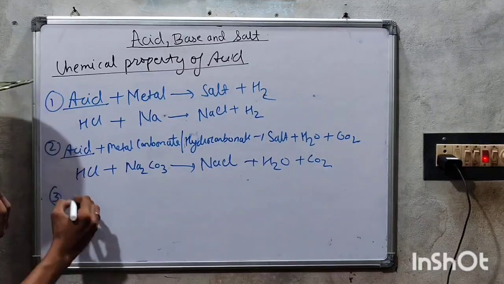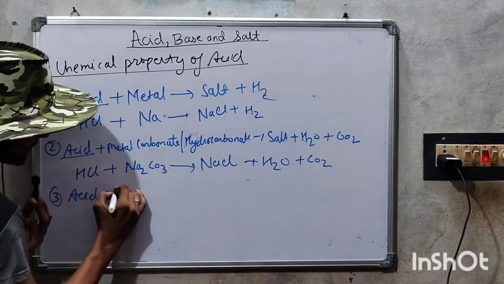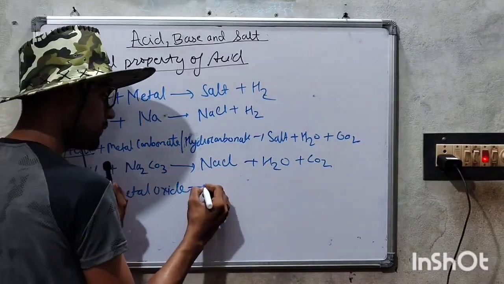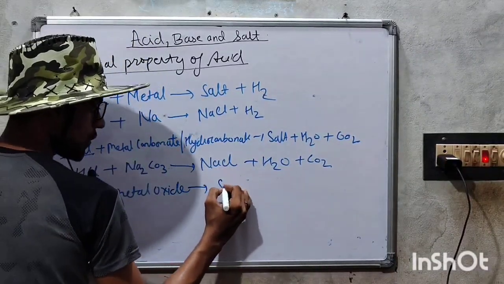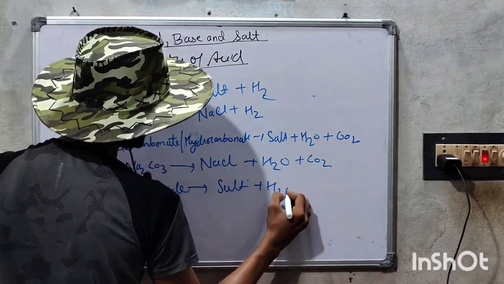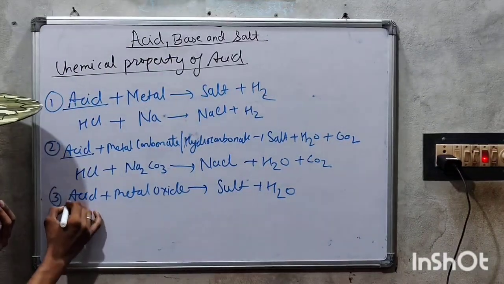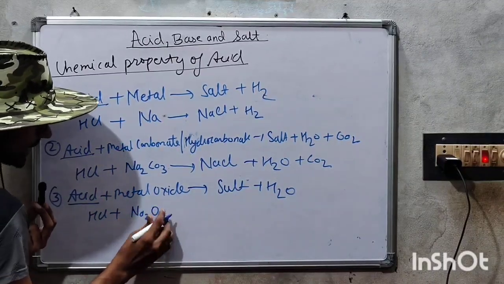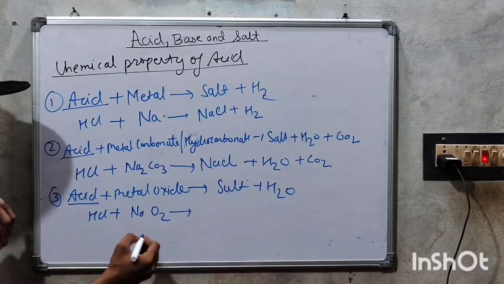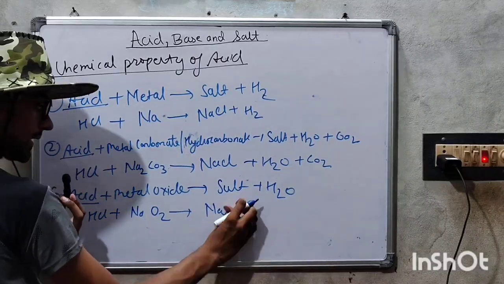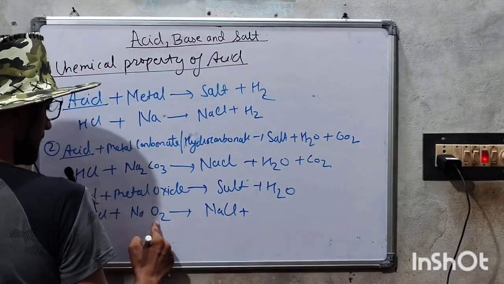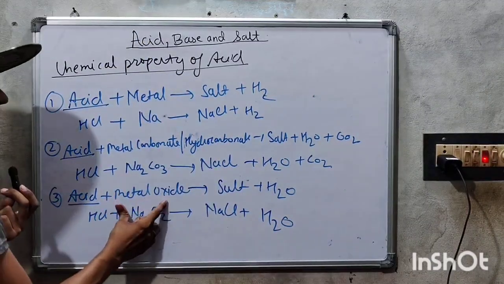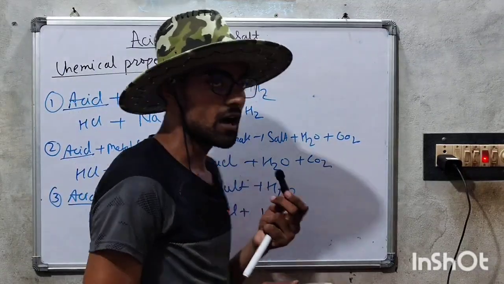And the third one, that acid reacts with the metal oxide, then it will give salt plus water. For acid we can take HCl plus metal oxide, that is Na2O. So then it will give NaCl and water. So this is the third chemical reaction: acid reacts with the metal oxide, then it will give salt plus water.